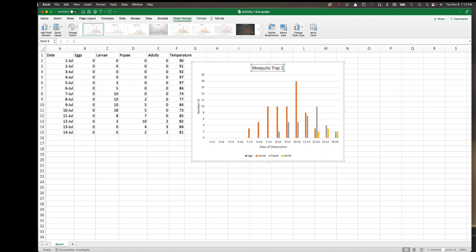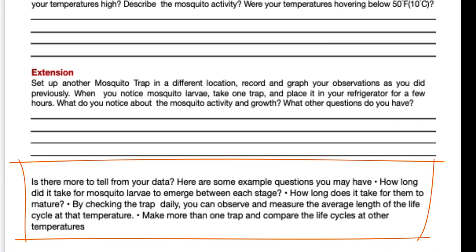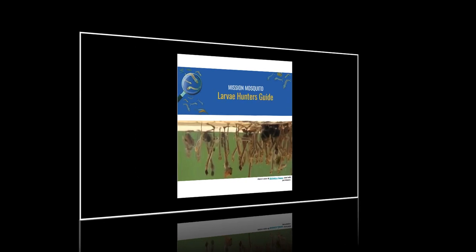Is there more to tell from the data? I'm sure there is. Questions such as, how long did it take for mosquito larvae to emerge between each stage? How long does it take for them to mature? By checking my trap daily, I can observe and measure the average length of the life cycle at that water or that temperature. Make sure that maybe you have more than one trap set up. Maybe put traps in different locations.